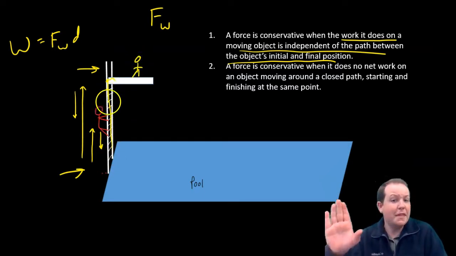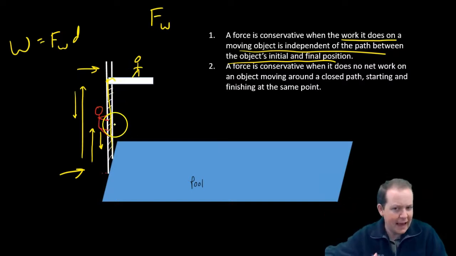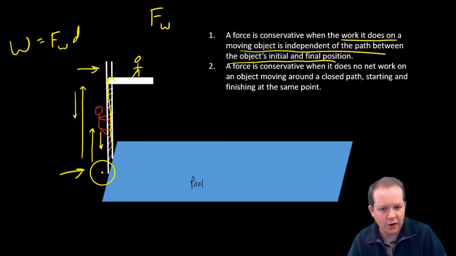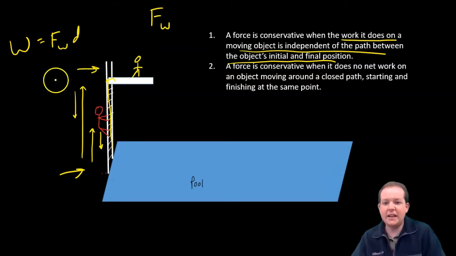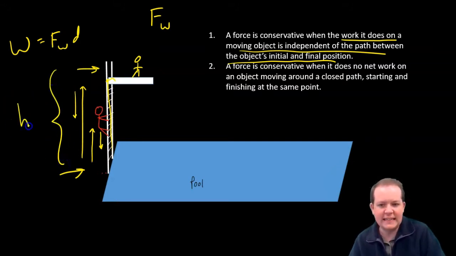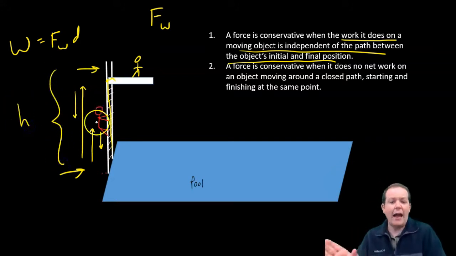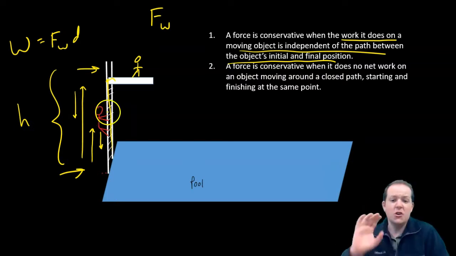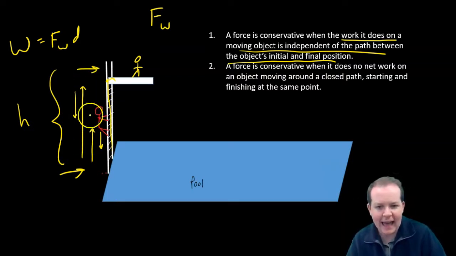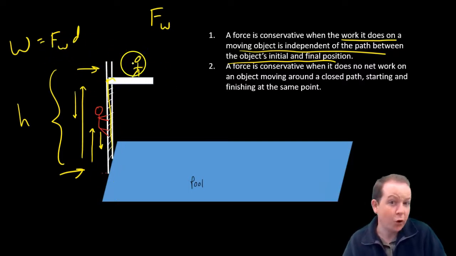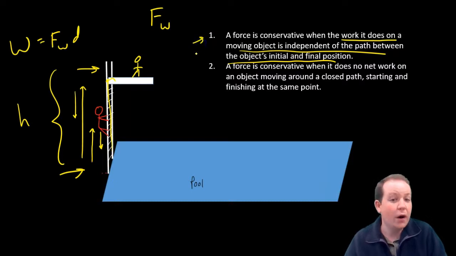Even though they went up and then down and then down and then up and then up and then down, eventually they were here. They got to this same height, whether you call it D or H or whatever. No matter how much time it took, no matter their path, they ultimately have this same H, so the work is the same regardless. So criteria number one is met.